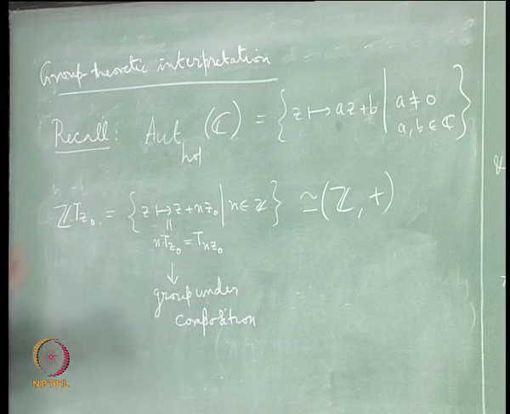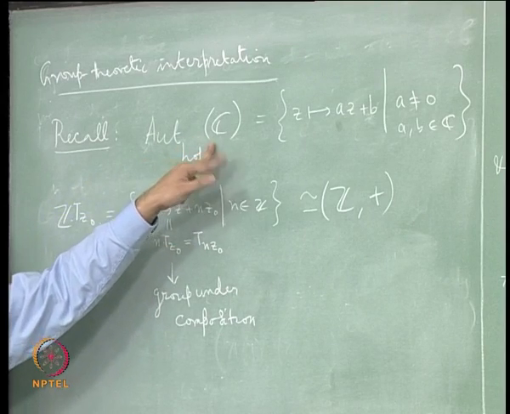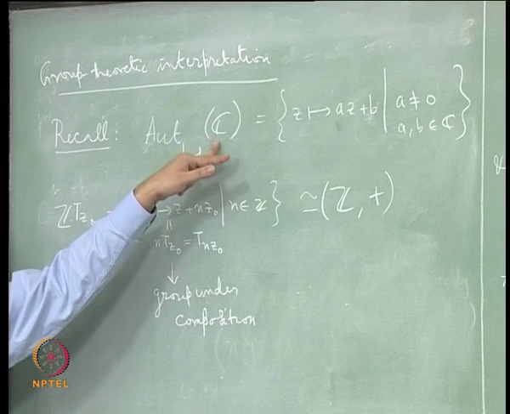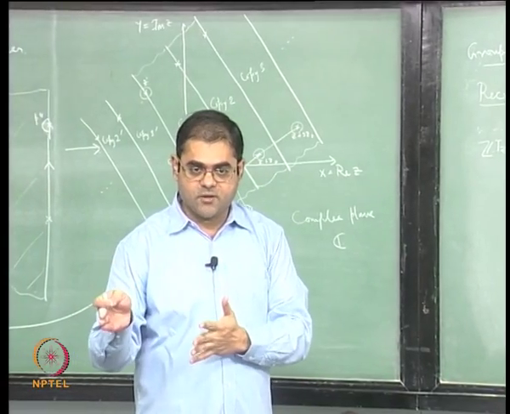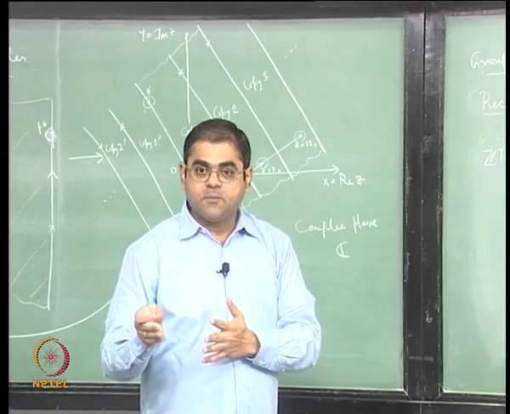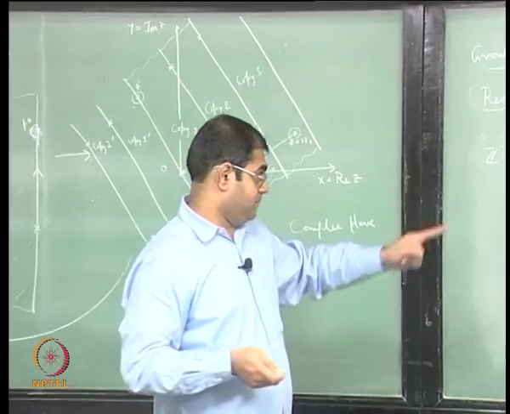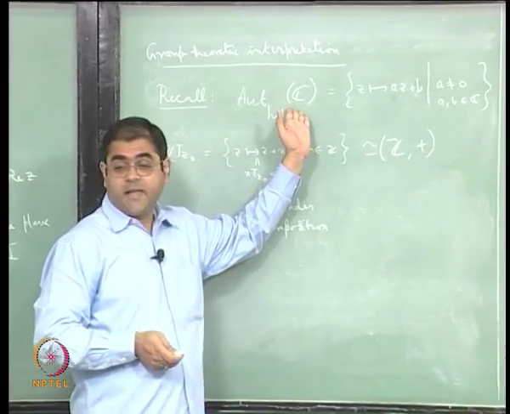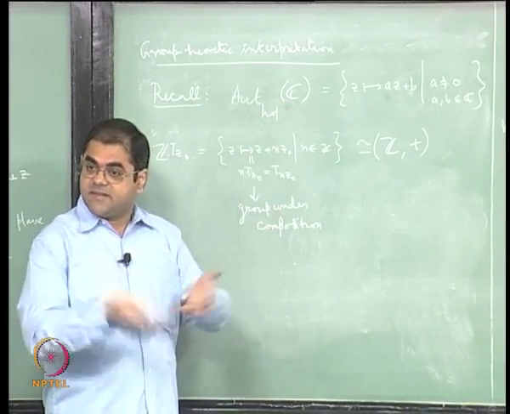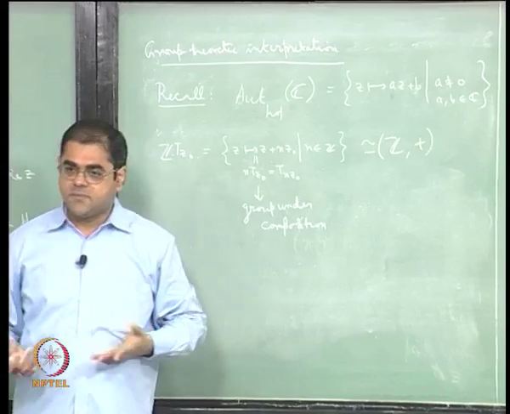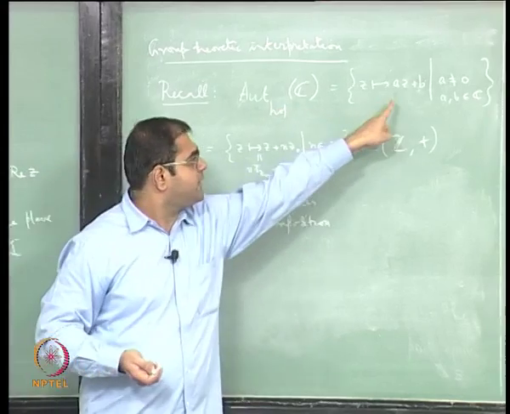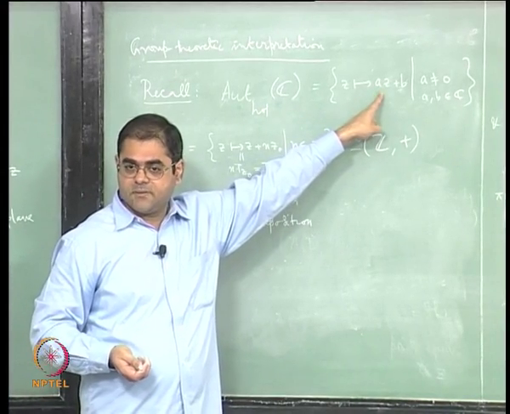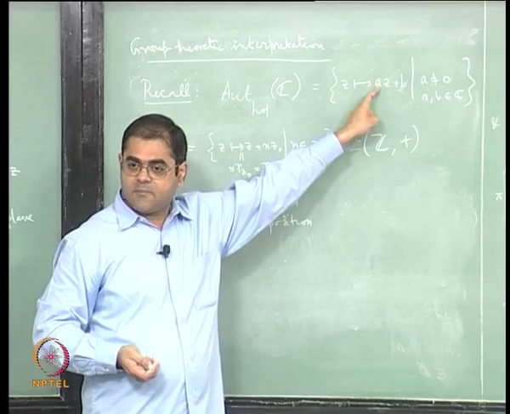In fact, all these holomorphic automorphisms form a group, and the operation is composition. Take any two holomorphic automorphisms, compose them, and you get another holomorphic automorphism. Any holomorphic automorphism also has an inverse, which is again a holomorphic automorphism, and you can write that inverse down explicitly using this formula. You will see that the inverse is again a map of this type.